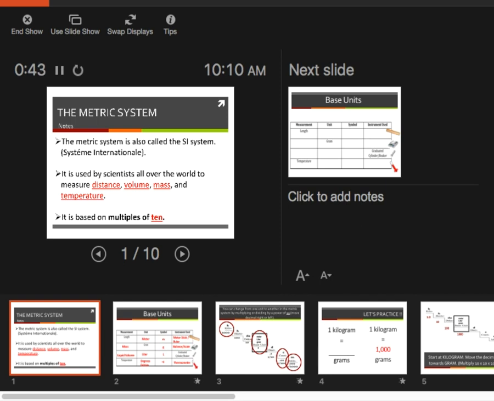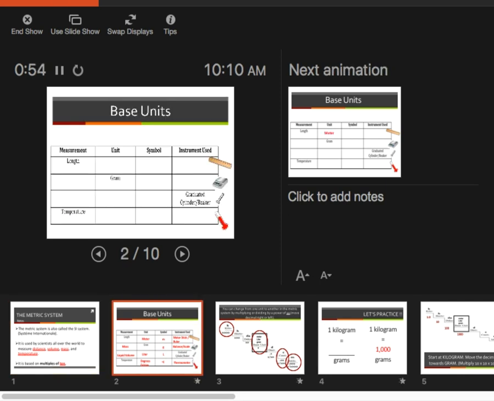Now remember your notes on page 17. All of these words that are in red should be filled in your notes, making sure that everything that's read in the presentation ends up in your notes. All right, let's talk about the base units that we use for measurement in the metric system. You want to make sure you're filling in the boxes as we go.